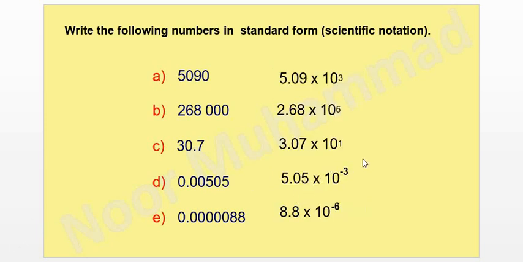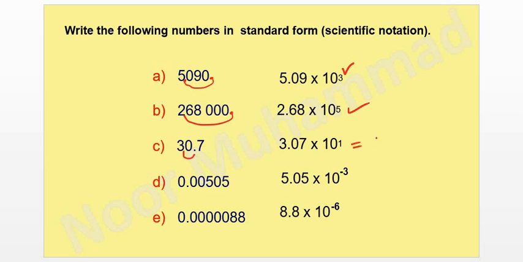So here are all the answers, girls. You can see, if you quickly want to review it, there's no decimal, it's here, it has been moved here, so 3 places. That's why the exponent is positive 3. This one is also a large number. The decimal is here, it has been moved here, so 5 places, so it's positive 5, right? Here it has been moved only 1 place, so that's why it's 3.07 times 10 to the power 1, right?